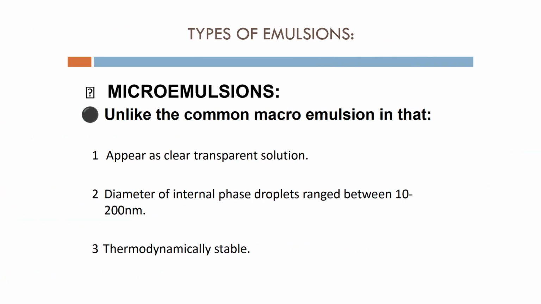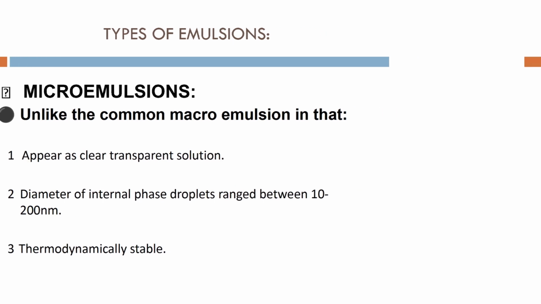So how are microemulsions different from common macroemulsions? There are three key differences. First, they appear as clear, transparent solutions, not milky white. Second, the diameter of the internal phase droplets is extremely small, ranging between 10 and 200 nanometers. And third, they are thermodynamically stable, meaning they form spontaneously and remain stable over time.